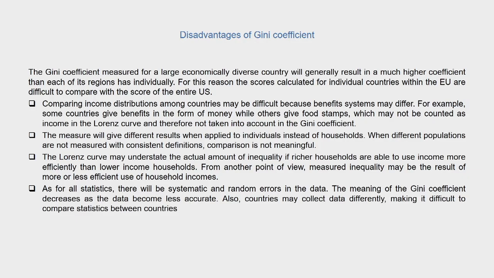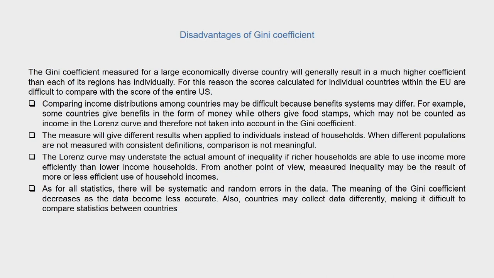There is an inherent limitation when we are considering a diverse country which has a diverse population and large numbers of people working in different sectors that are not being accounted for formally in the national income accounts. So, the first disadvantage of the Gini coefficient is this. And comparing income distributions among countries may be difficult because benefits systems may differ.